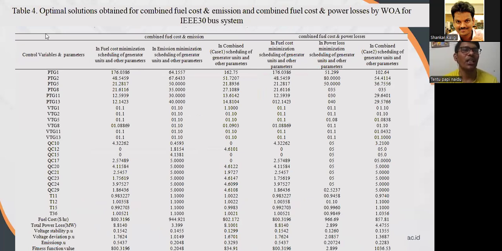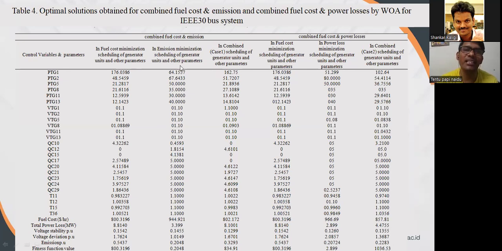Next one, table 4 indicates the results for the Whale optimization algorithm with these control variables, and here the combined fuel cost and emission, and second one is combined fuel cost with power losses. First one, when we take the individual objective, among all those five objectives the main objective here is fuel cost. I need to focus on the fuel cost as I need to reduce it. Here the fuel cost is reduced to 800.3196. So here the main objective is fuel cost.